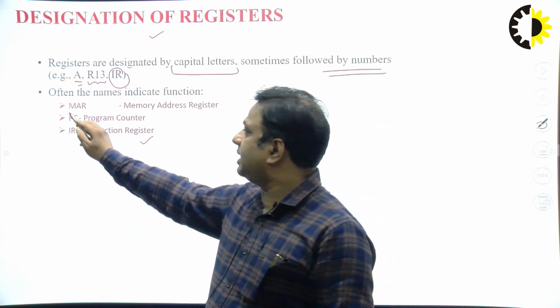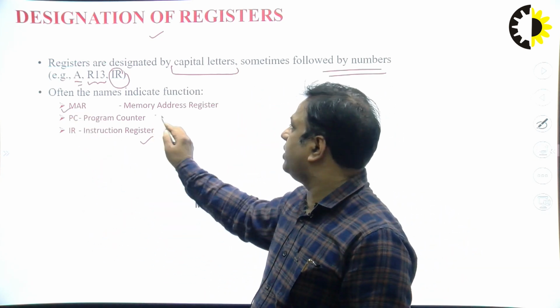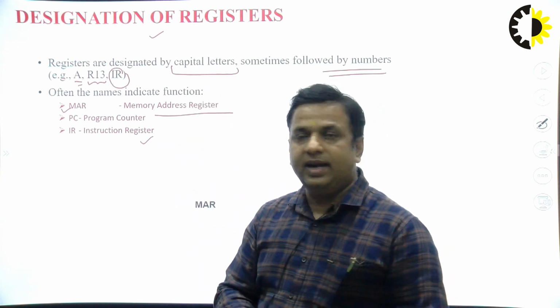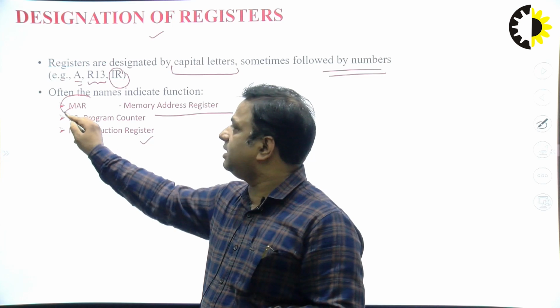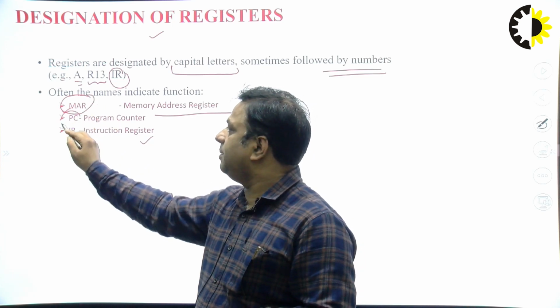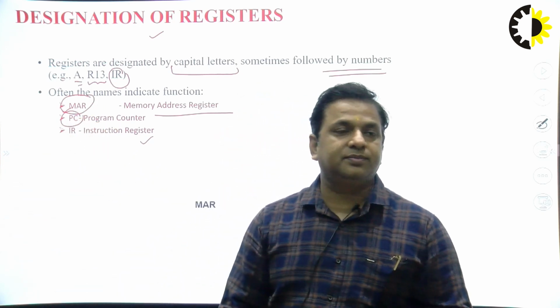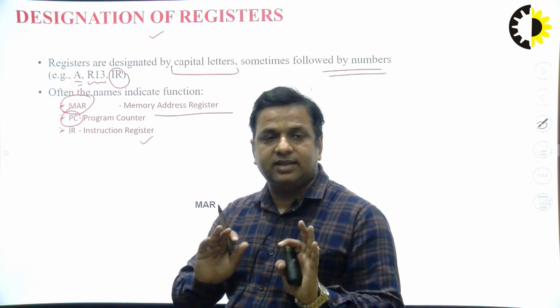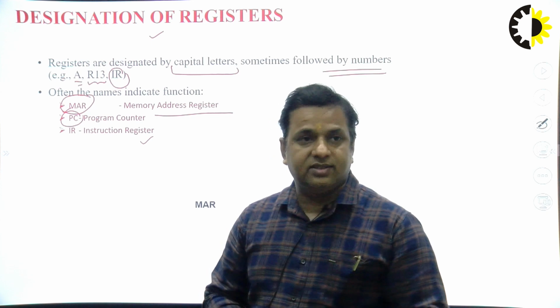For example, MAR, that is the memory address register, which holds the address of a memory location, right? So this register is designated as the MAR. Next is the PC, program counter, right? So PC, MAR, IR, these are the standard designated registers.